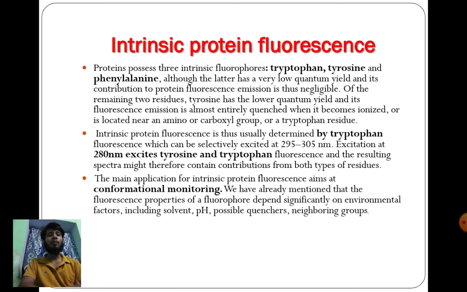There are certain kinds of proteins which can be used for fluorescence study. So there are intrinsic protein fluorescence proteins which consist of three fluorophores: tryptophan, tyrosine and phenylalanine.